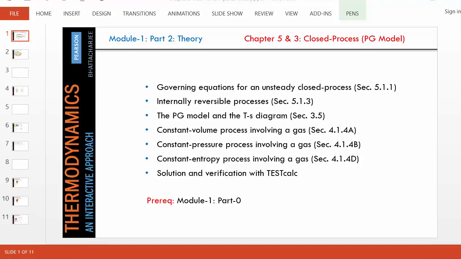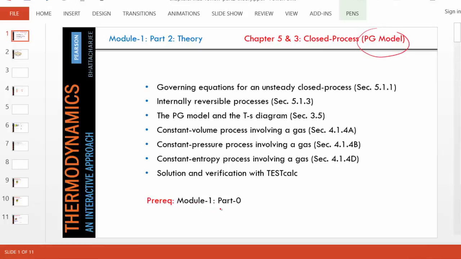Welcome to Module 1, Part 2. In this module, we are going to review closed process covered in Chapter 5 of your textbook and also go to Chapter 3 to review the PG model.